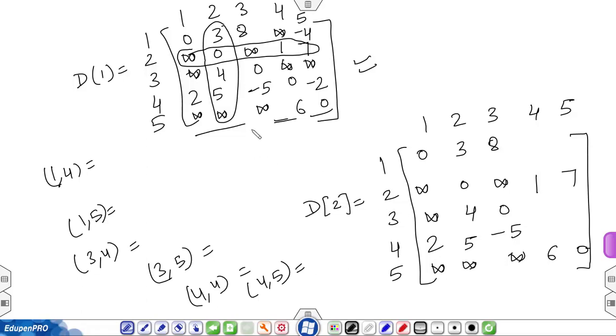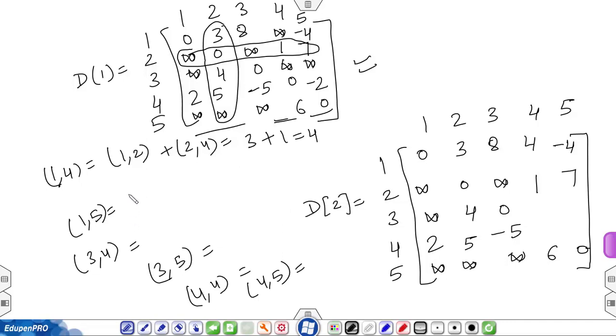See, 1,4. What is the combination for that? 1,2 plus 2,4. 1,2 value is how much? 1,2 is 3 plus 2,4 is 1. 3 plus 1 is 4. 4 is less than infinity. Yes. So that means the answer is 4. So here in the same way your value is minus 4. See how it is there.